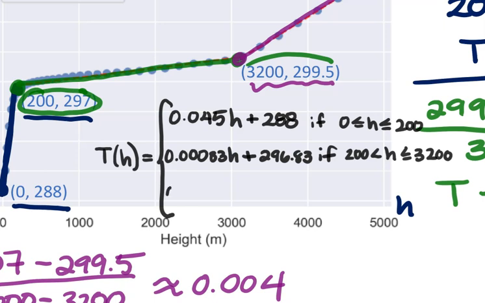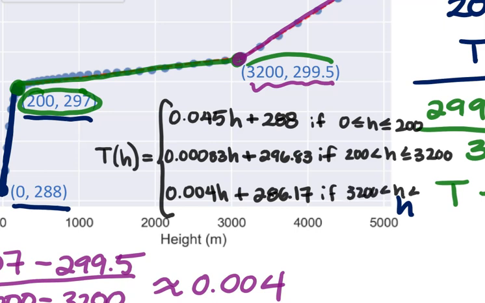All right, last piece was 0.004h plus 286.17, and that is this final piece up here, and that was valid from 3,200 less than h less than or equal to 5,000. And you don't need a bracket on the end, it's just that first squiggly bracket that's needed. Again, those endpoints, the 200 and the 3,200, only one of them should get an equal to, but in this case it doesn't matter which one.